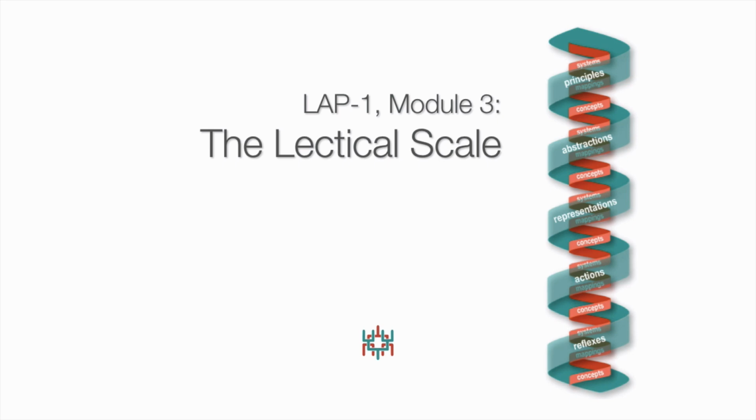Module 3 of LAP-1. You'll notice the nested spiral-shaped image on the right-hand side of this slide. This is an illustration of some key aspects of the developmental scale which we'll be exploring through this module. Our reason for depicting the developmental scale as nested spirals may become a little clearer as you progress.